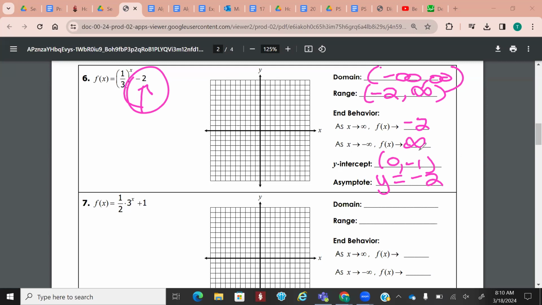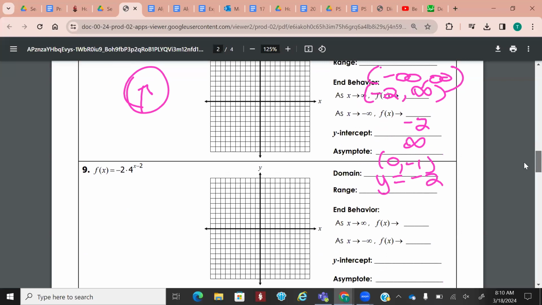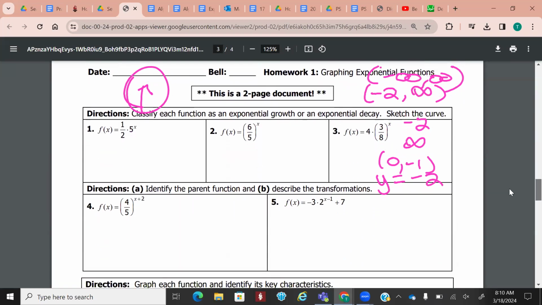Okay. Hopefully this is getting easier each time. Okay, I am going to skip a little bit.